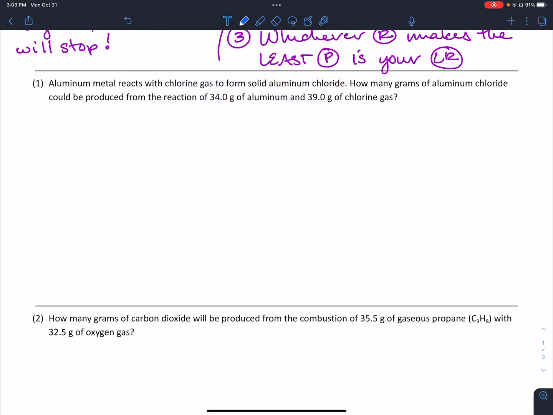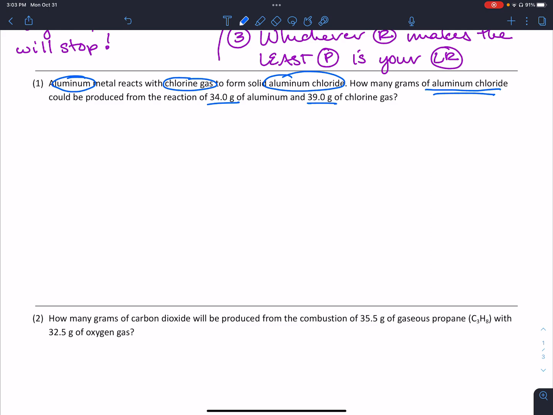All right, so here I have aluminum metal reacts with chlorine gas to form solid aluminum chloride. And that's the only product. So the question is, how many grams of aluminum chloride can be produced in the reaction of 34 grams of aluminum and 39 grams of chlorine gas?